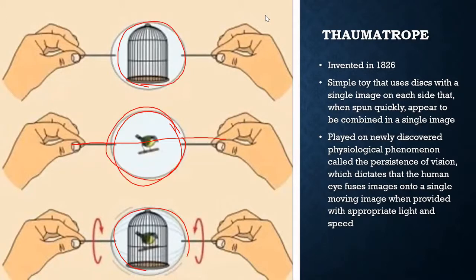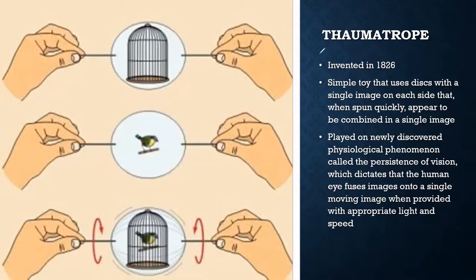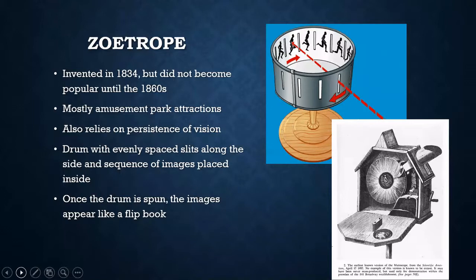This is why when you have a flip book and you flip those pages super fast, those images appear to be moving all together because your eye can't see each individual image. We also see this in what's called a zoetrope. And a zoetrope becomes very popular in the 1860s because it becomes an amusement park attraction. It also relies on this persistence of vision, as most of these do. Basically, there are pictures inside this drum, and when you spin it, they appear to be moving like a flip book. So this flip book technology is really fascinating to people who've never seen anything like this before.